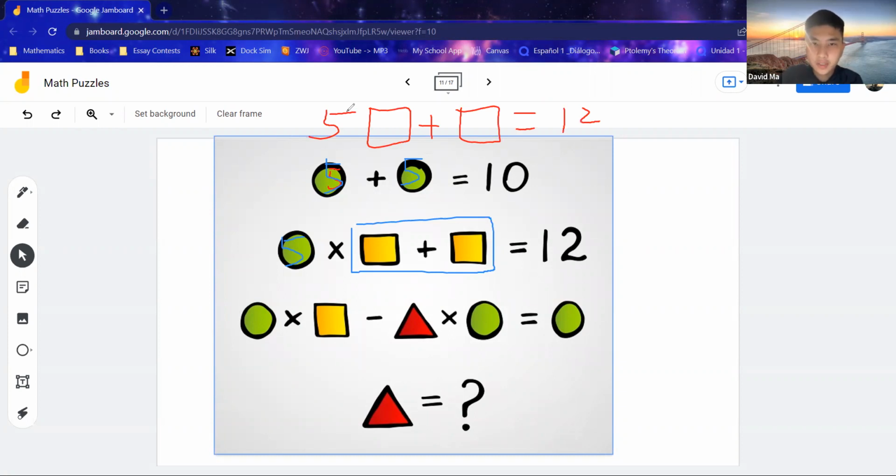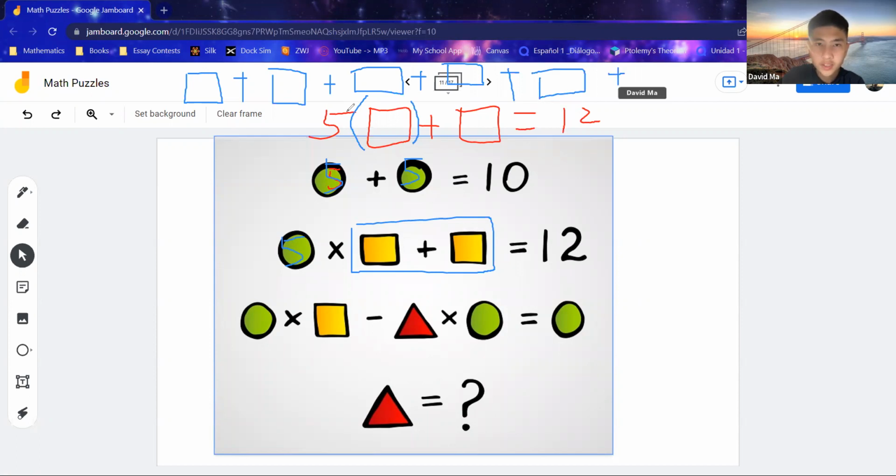Think about it this way. When you have five squares, you're essentially adding up five times the square. You're essentially adding up 5 squares, right? And then this becomes this, right? 5 times square equals 5 squares added together. If you add another square, what does this become, Joyce?